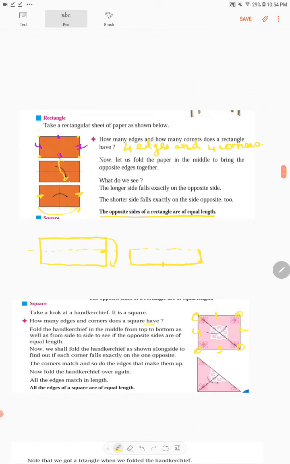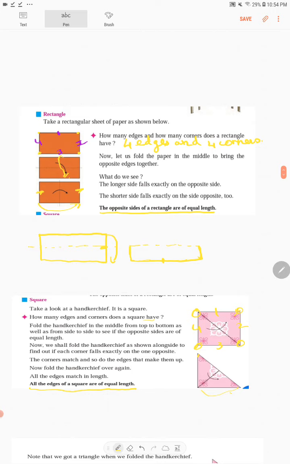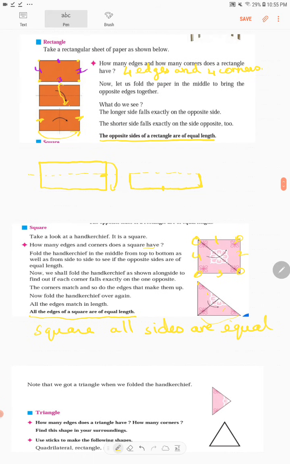Now I have folded the handkerchief like this and again I fold it like this. So all the edges of the square are equal length, which means all edges match each other. In a rectangle, opposite sides are of equal length, and in a square all sides are equal.